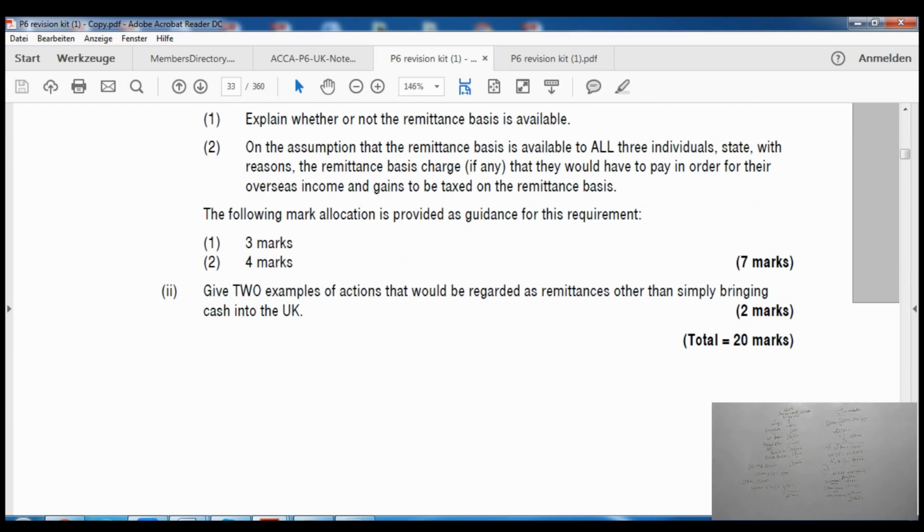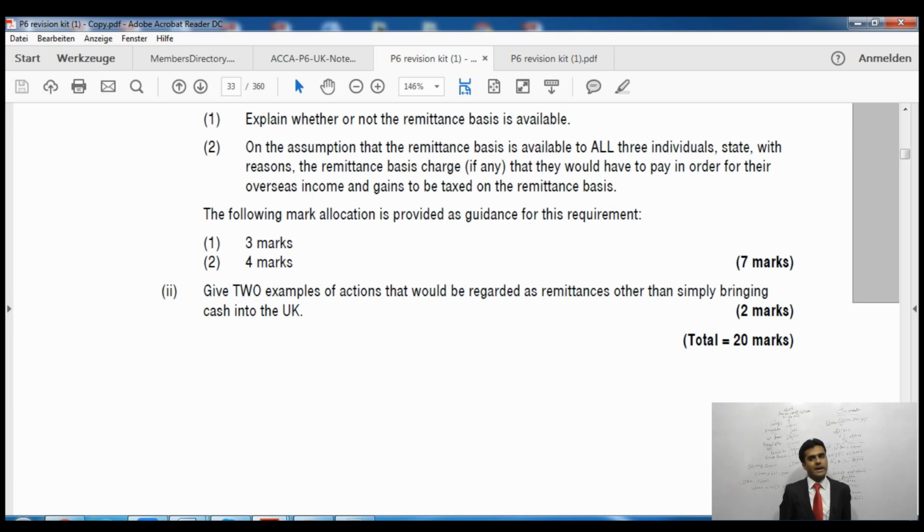So 3 marks for part 1 and 4 marks for part 2. So altogether 7 marks. And in the last 2 marks, it says, give me 2 examples of the things which you bring to the UK and which will be treated as remittance, excluding money. I told you that if you bring money to the UK, obviously it is remittance, but excluding money, there are a few things that, if you bring them to the UK, will also be regarded as remittance.